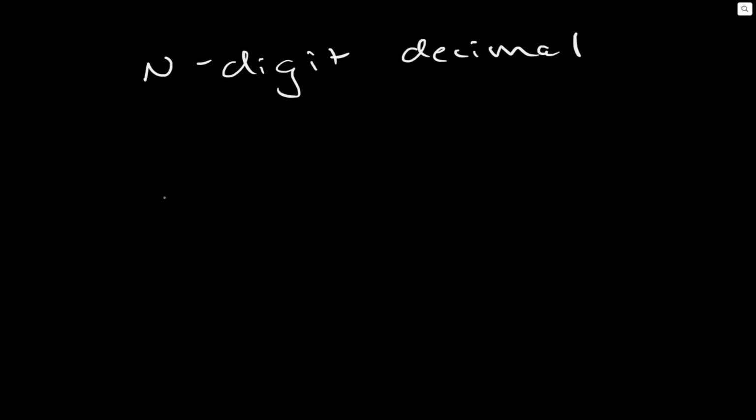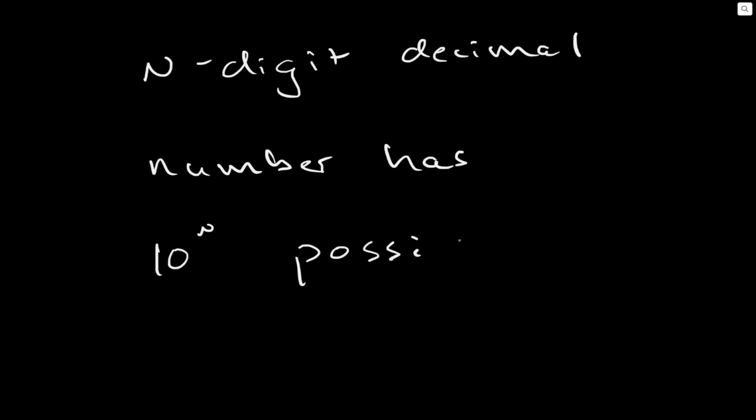Okay, something important here. An n-digit decimal number has 10 to the n possibilities. I'm going to write that out. An n-digit decimal number has 10 to the n possibilities. I recommend taking that as a note. This is going to be really important for later on, especially as you get further into these classes. So what exactly does this mean?